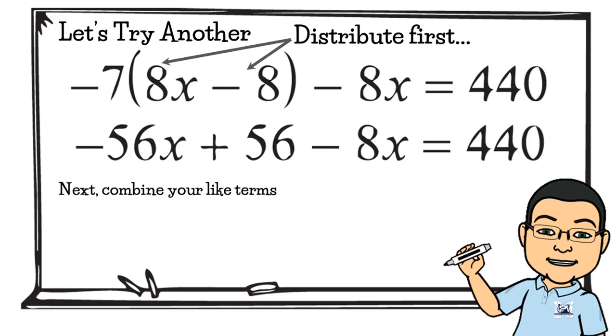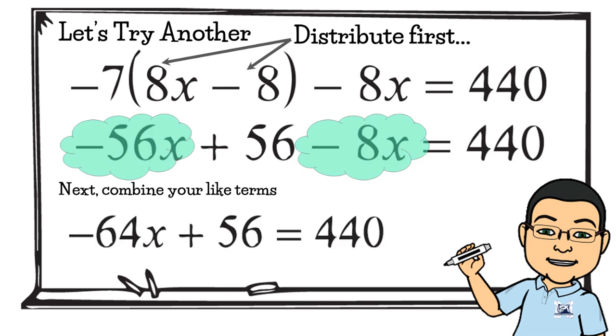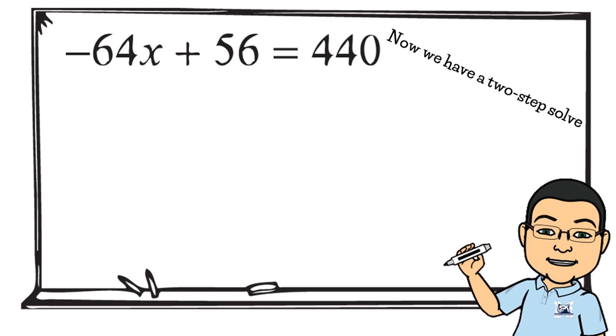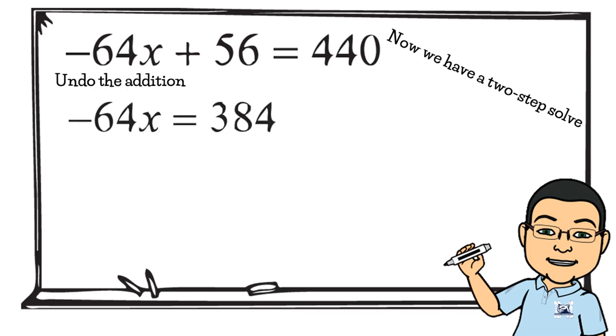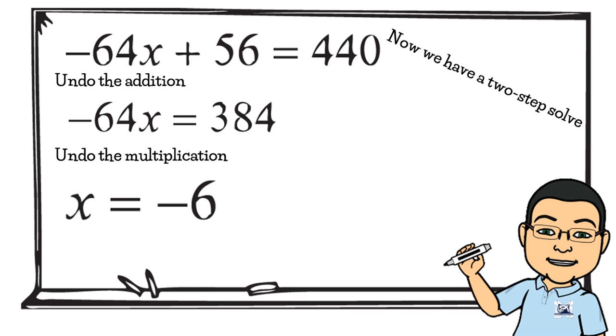If we now combine our like terms, negative 56x minus 8x, that's negative 64x, plus 56 is 440. From here we have a simple two-step solve. Right? Subtract the 56 from both sides, undo that addition, then undo the multiplication by dividing both sides by negative 64, and we can find that x is negative 6.